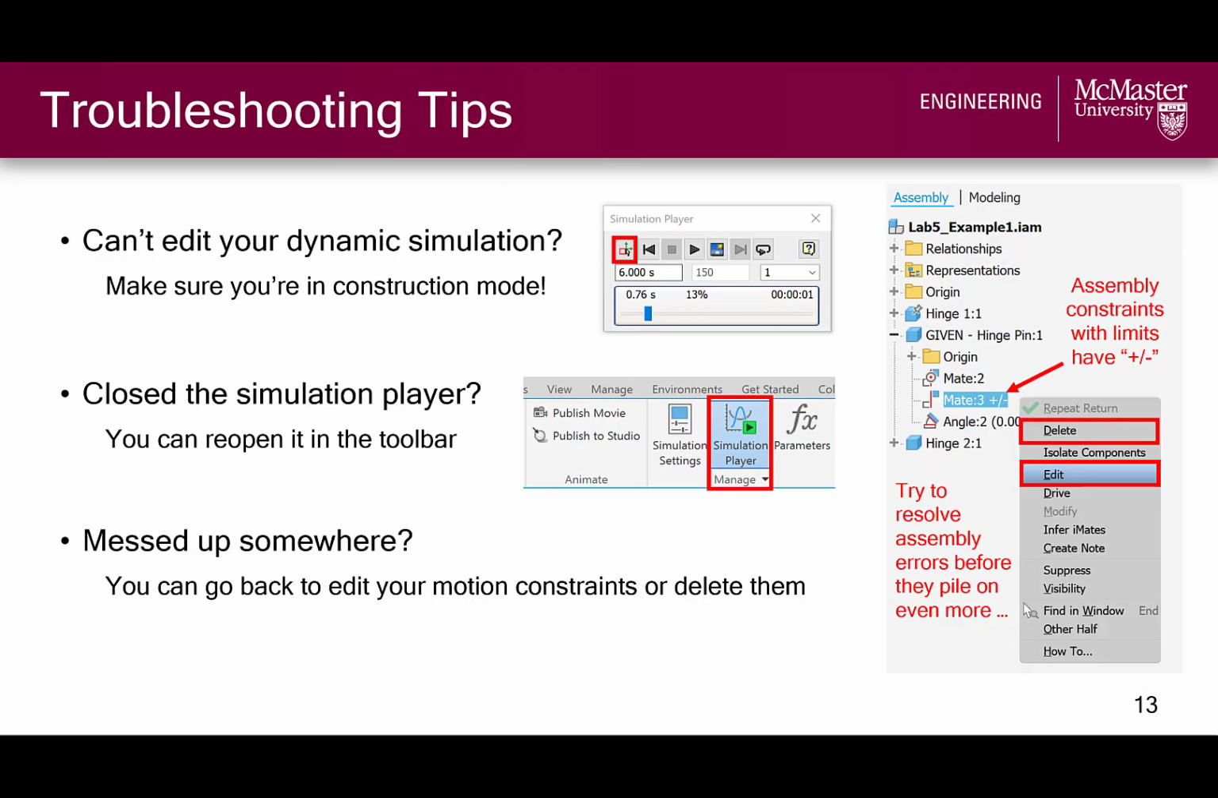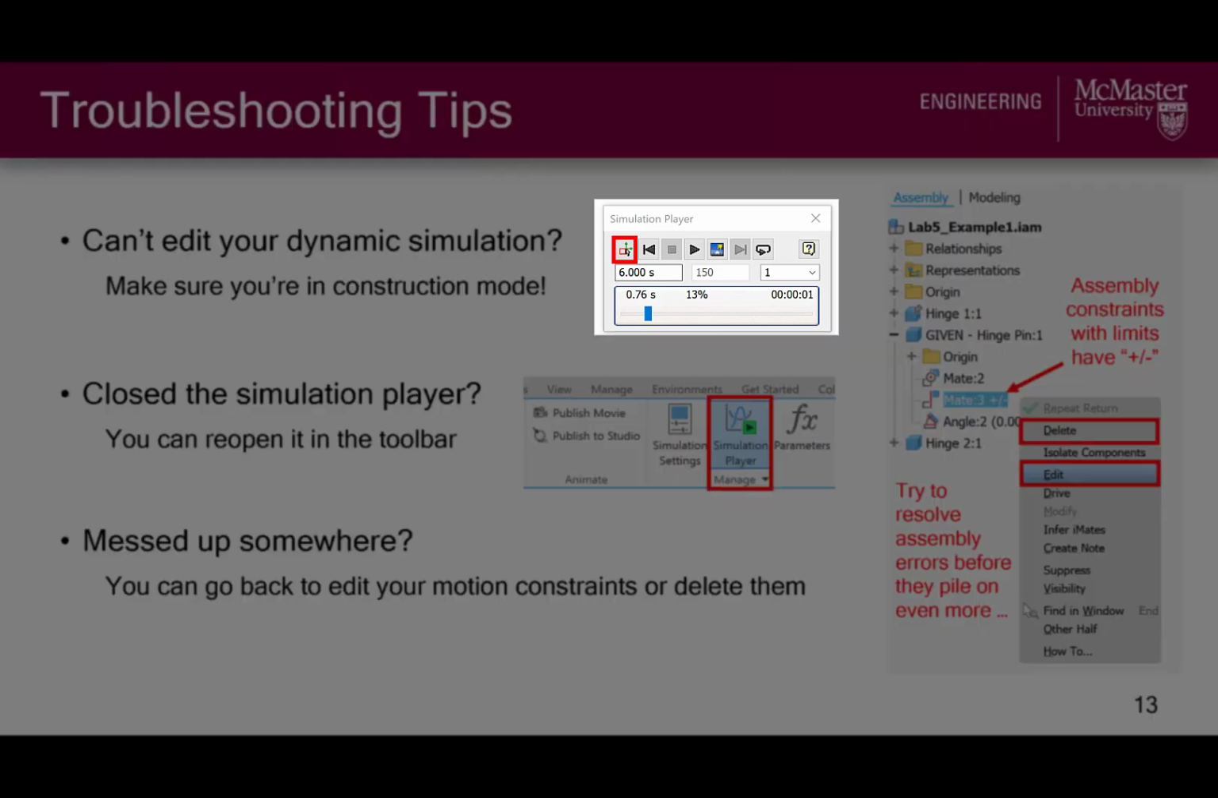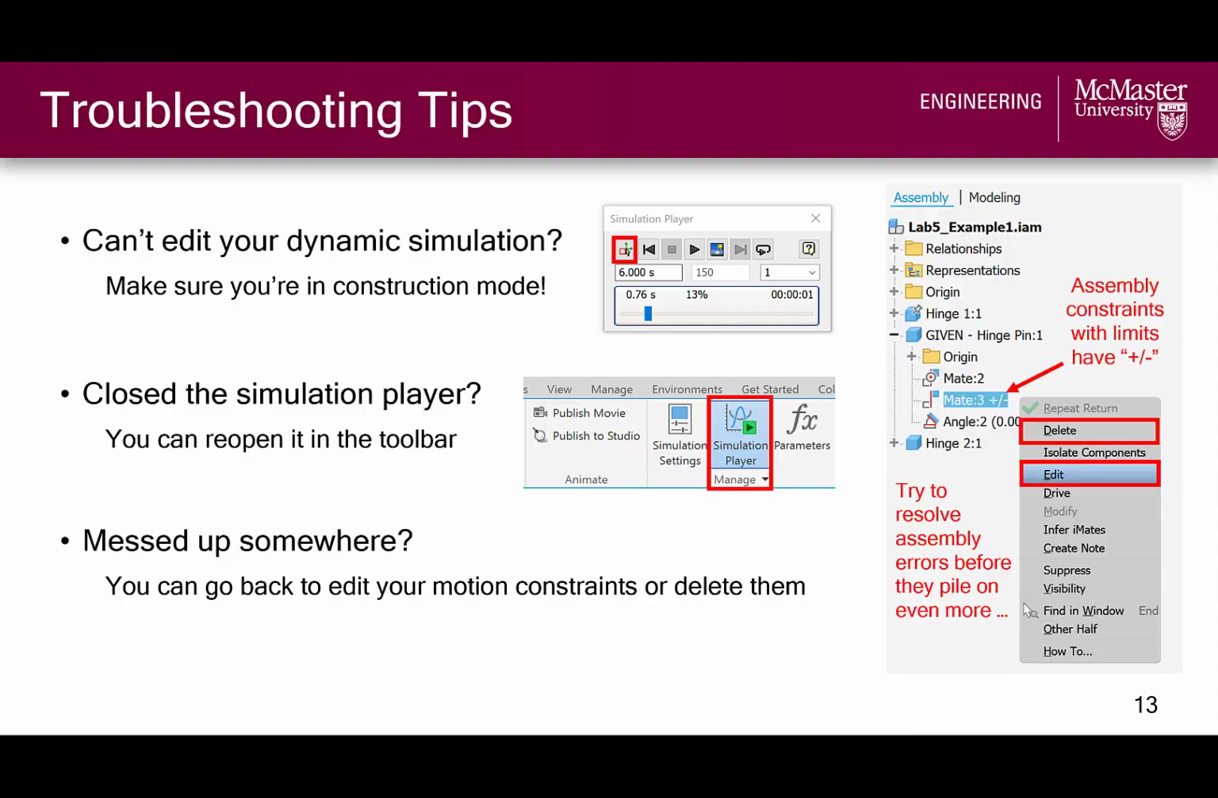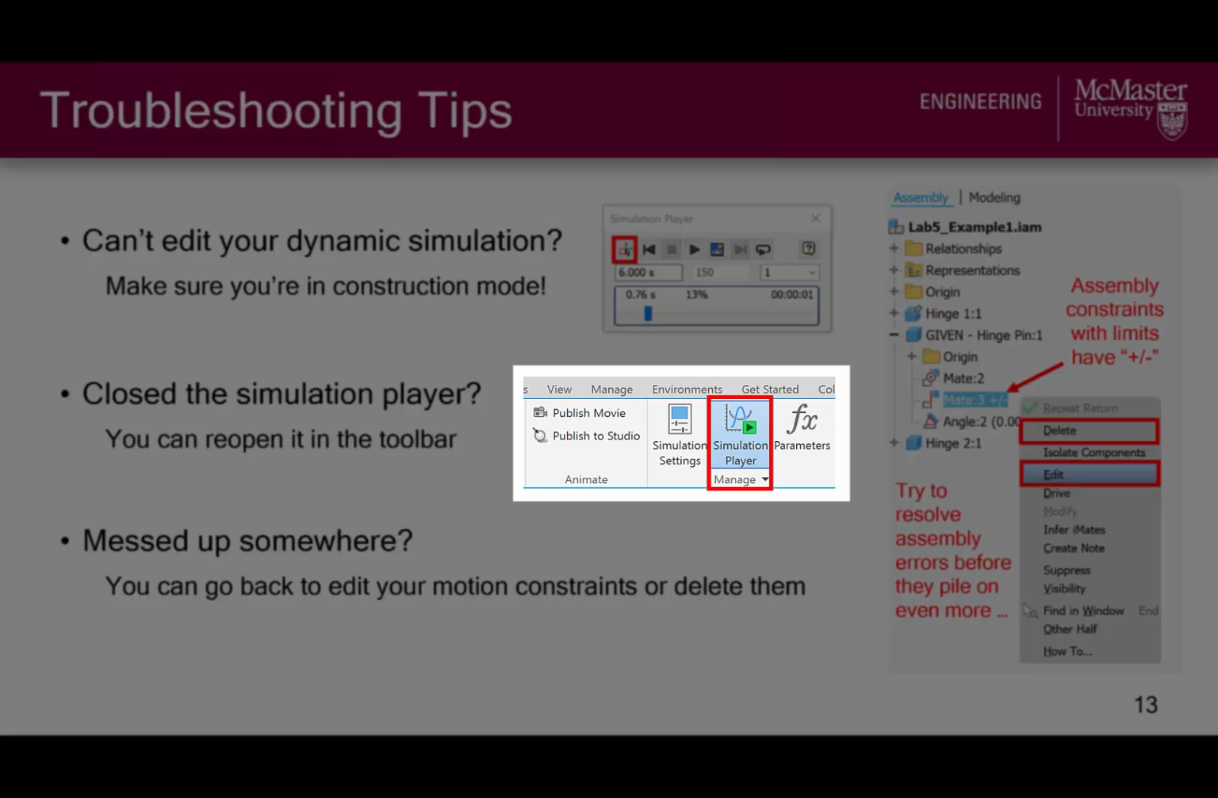Here's our last set of troubleshooting tips for our lab lessons that will cover some common pitfalls associated with dynamic simulation and assembly modeling. One common issue is trying to edit your simulation while in simulation mode, which won't work. If your joints are grayed out, you need to return to construction mode via the simulation player in order to be able to edit them. If you close the simulation player, you can bring the window back up by clicking the button in the toolbar.